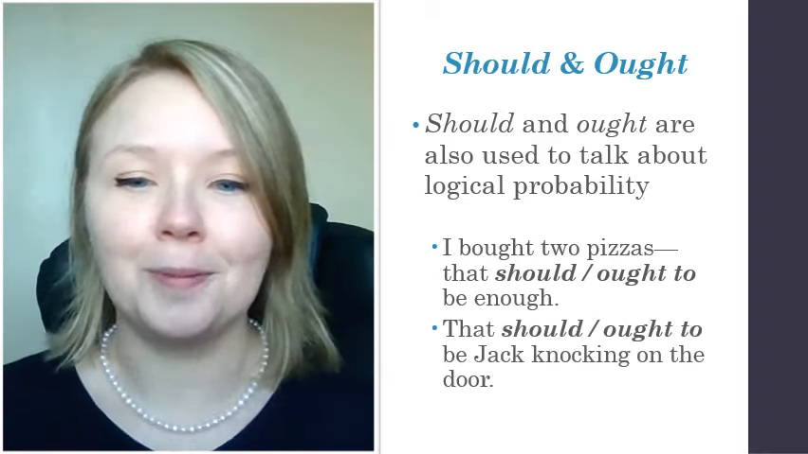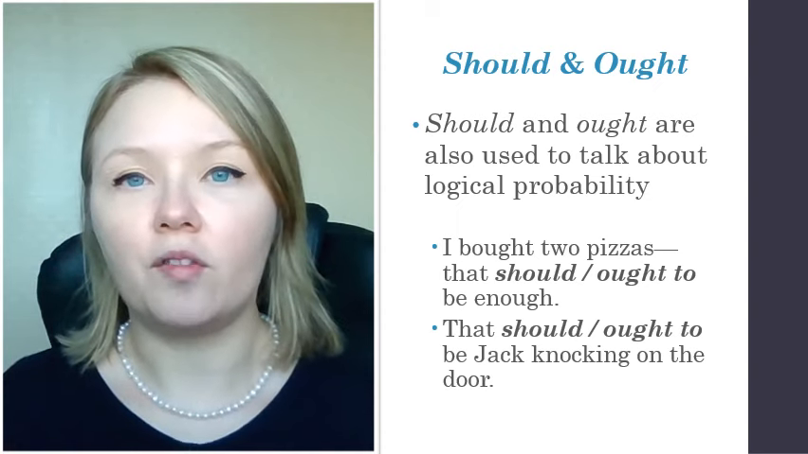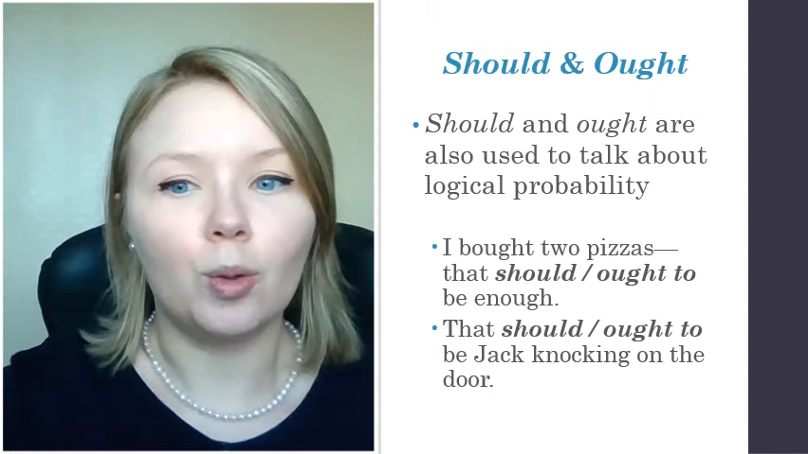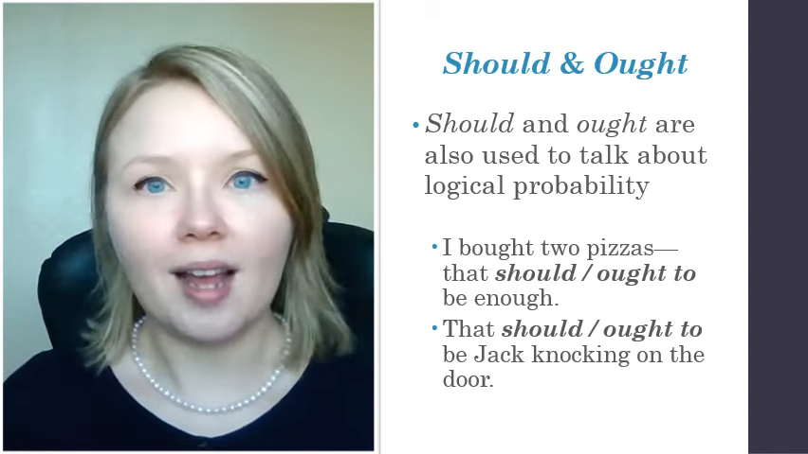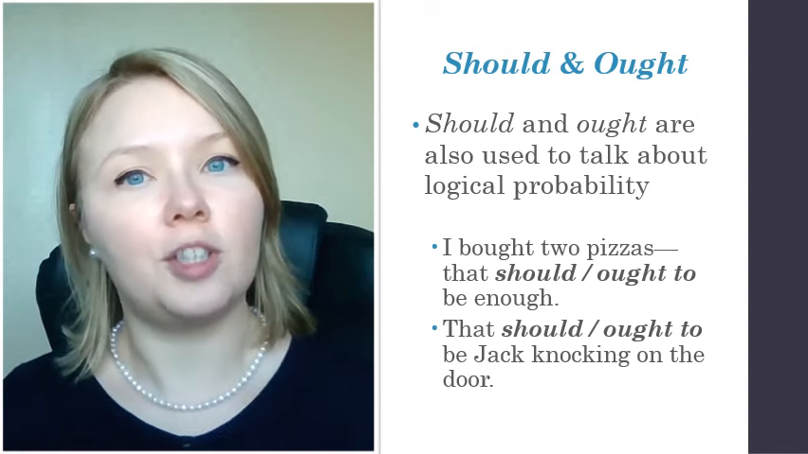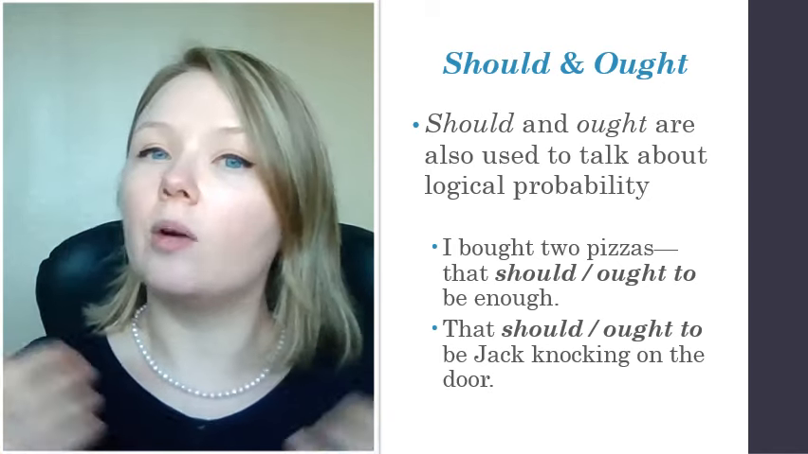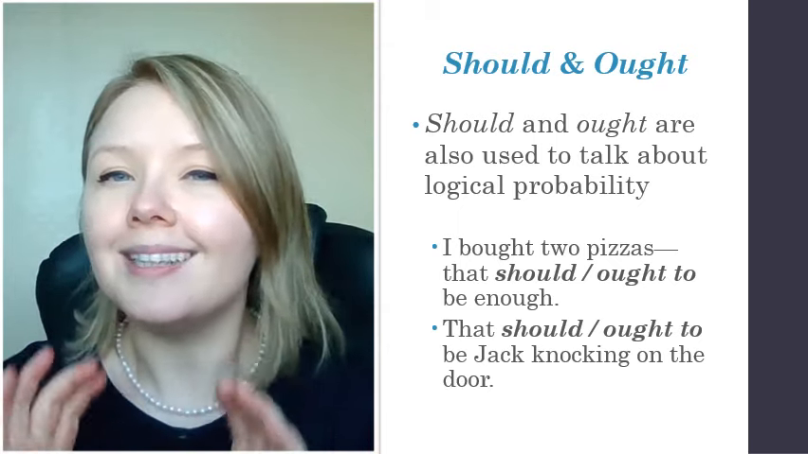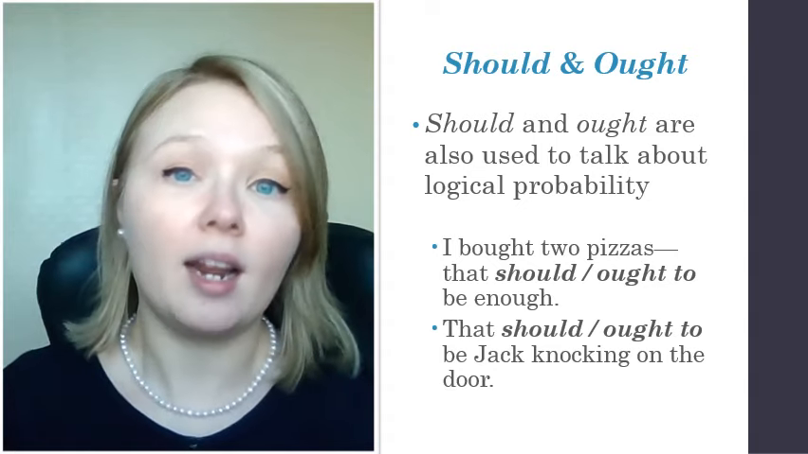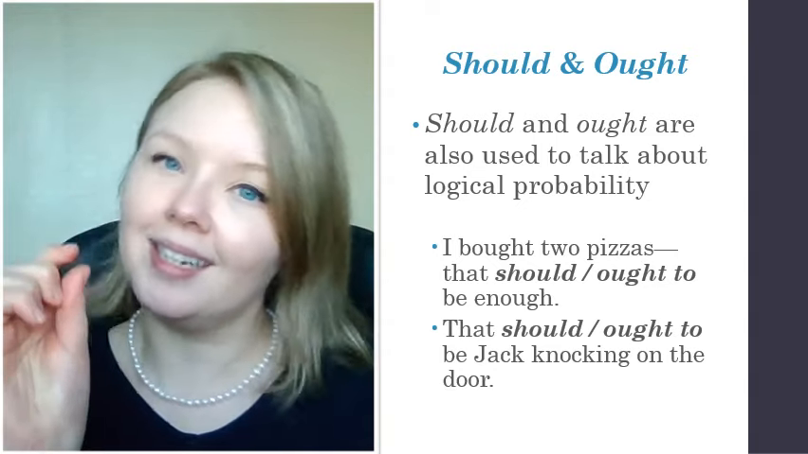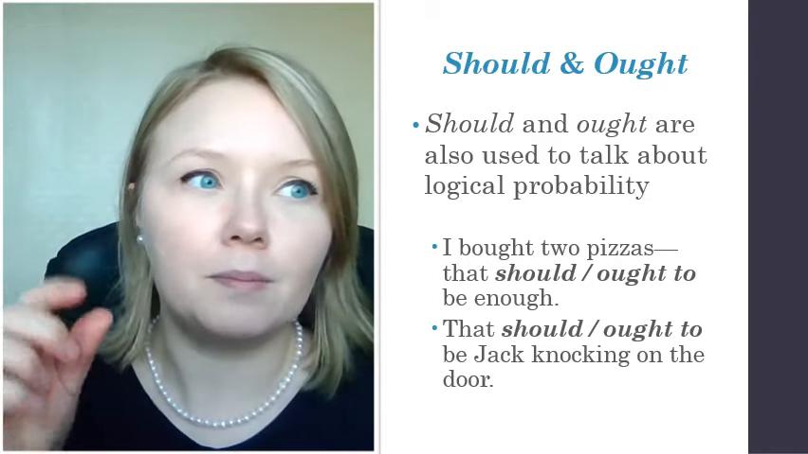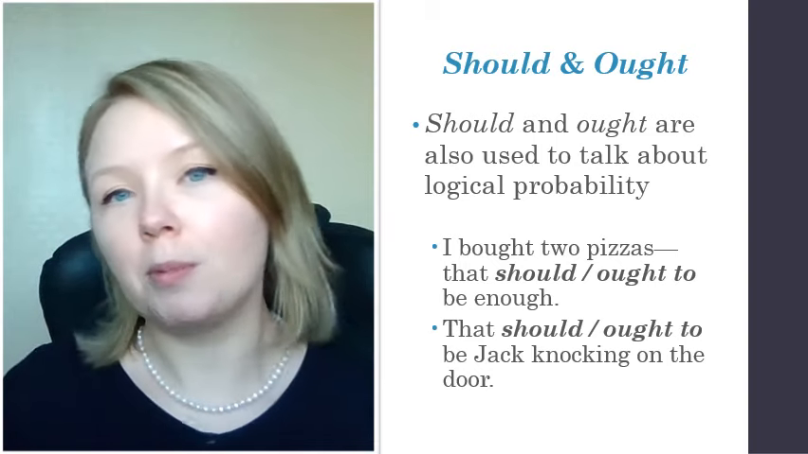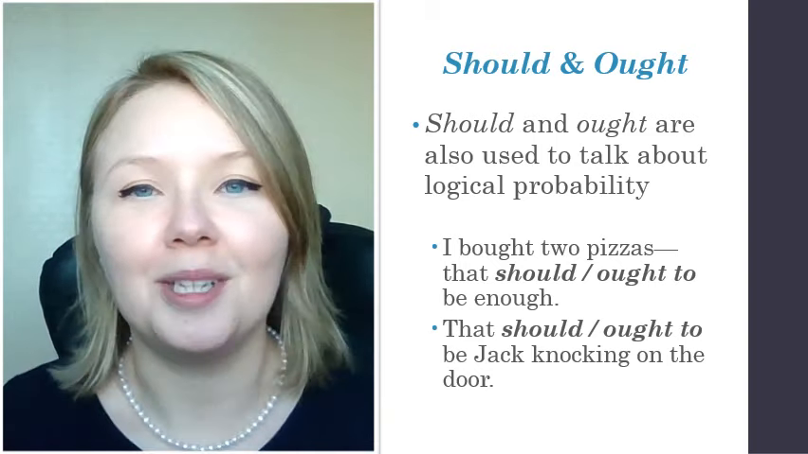Let's see another example. Let's say I am waiting for my friend Jack to come over and finally I hear a knock on the door. Oh, that should be Jack knocking on the door. Or that ought to be Jack knocking on the door. So I was expecting him. If someone comes and knocks on my door, it is most likely, most probably Jack, right? There's a small chance that maybe it's the postman, or maybe it's someone else, but most probably it's Jack. That ought to be Jack.